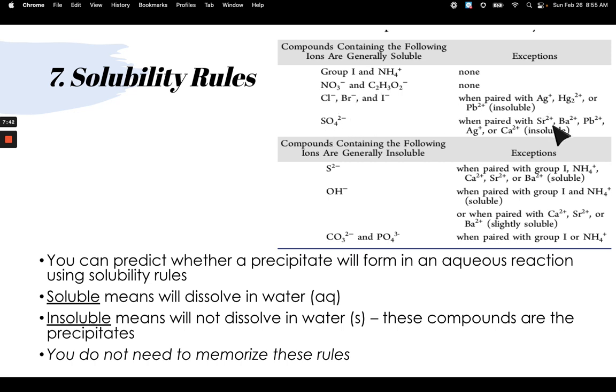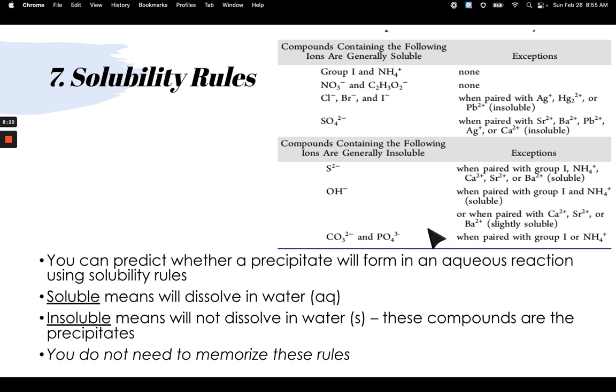And sulfate, when paired with strontium, barium, lead, silver, or calcium, is insoluble. So sulfate is mostly soluble, but not entirely. Now, these ions are generally insoluble, although there are always exceptions. And the exceptions usually have to do with group 1 and ammonium. So sulfides generally, you can't get them to dissolve in water unless they are with group 1, ammonium, or some of the group 2 ions. Hydroxides are generally insoluble unless they're paired with these cations that are soluble.